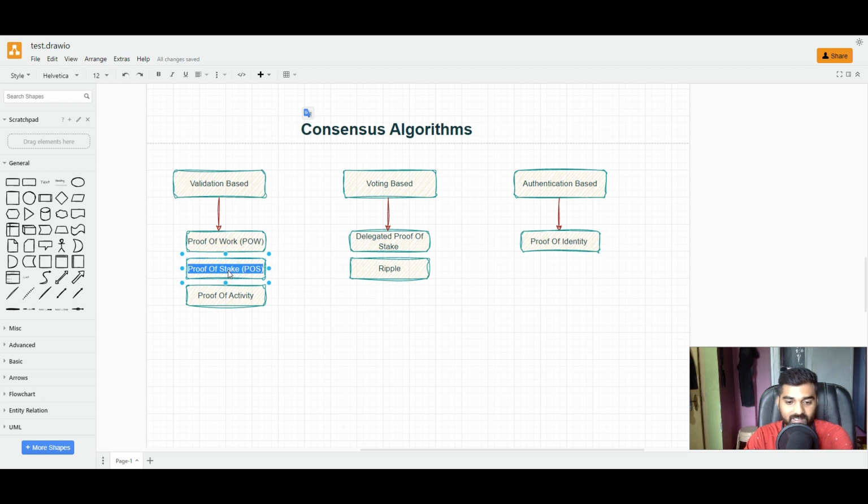Now coming to proof of stake. Proof of stake gives a randomized process to figure out who gets the chance to produce the next block based on the amount of stake they hold. In my previous lecture, I gave the example of an account containing 100 Ethereum and another account containing 50 Ethereum. They get a random chance, but the probability of the account containing 100 Ethereum is higher compared to the one containing 50 Ethereum.